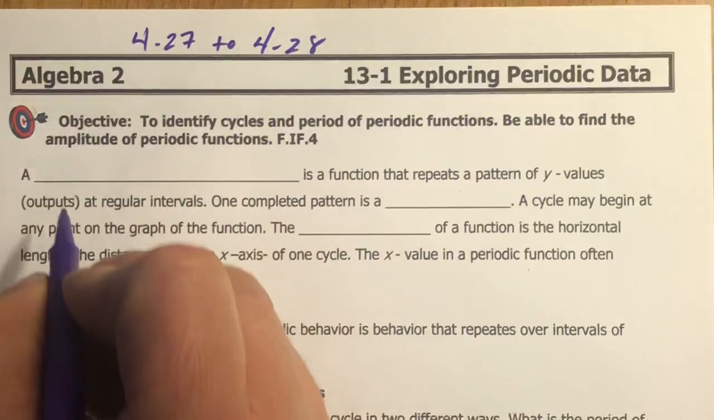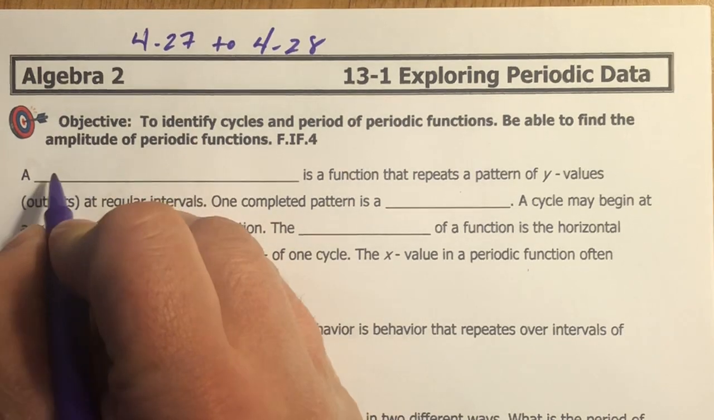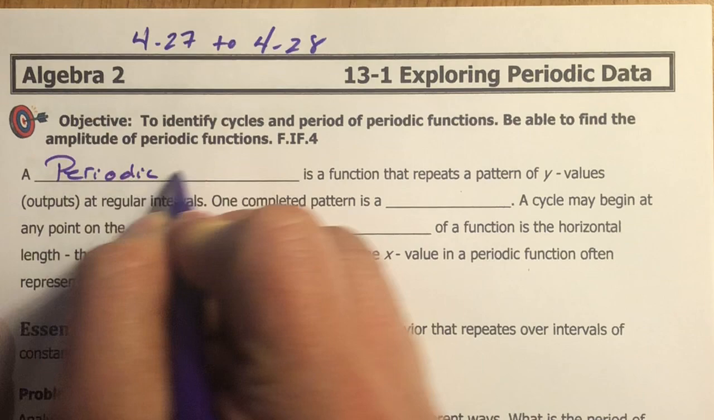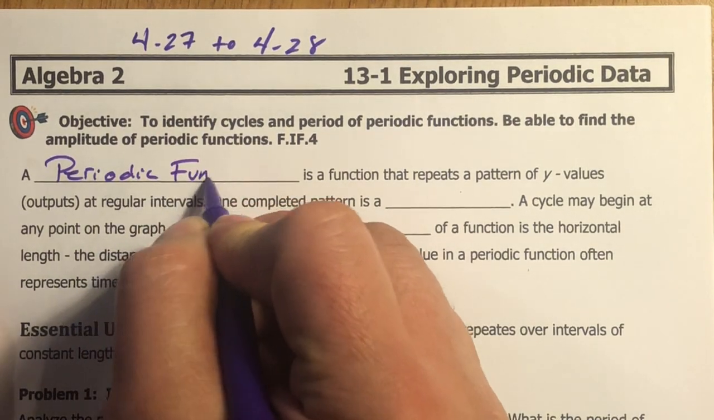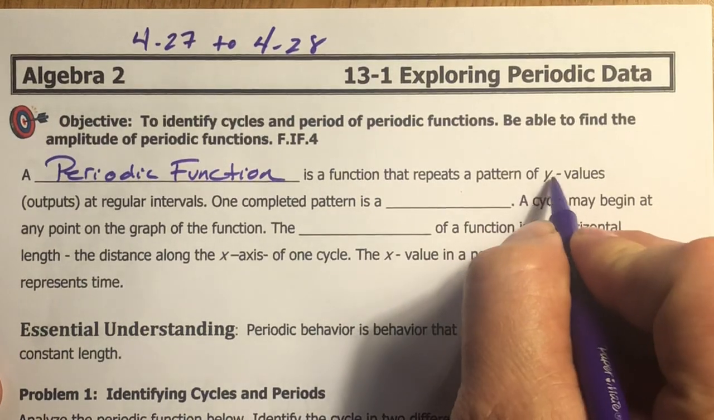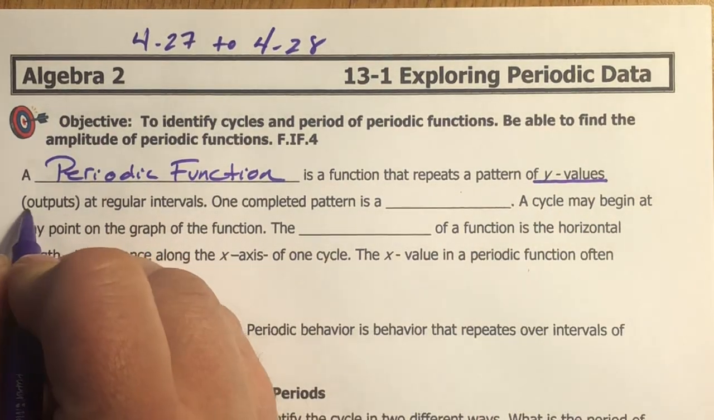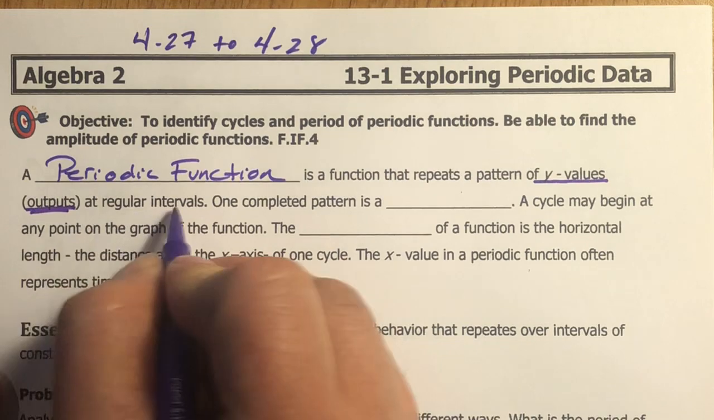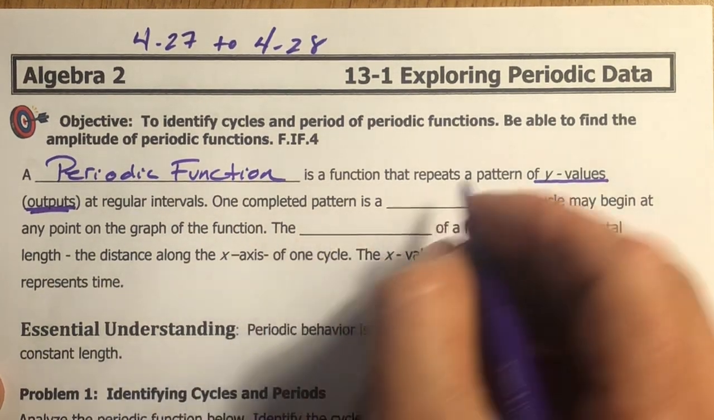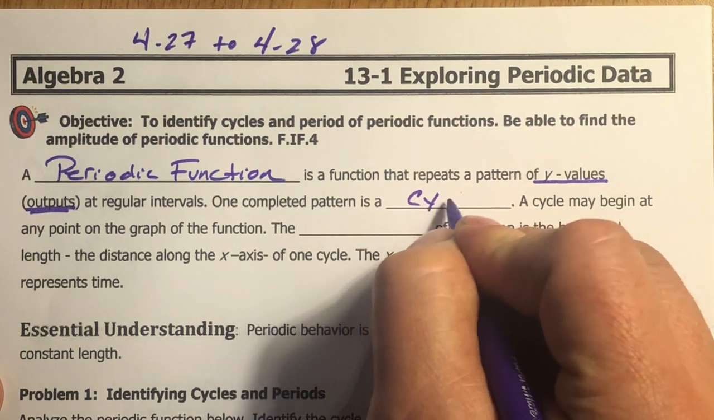All right, let's fill in some blanks, some vocab, very important. A periodic function is a function that repeats a pattern of y values, your outputs, at regular intervals. One completed pattern is called a cycle.